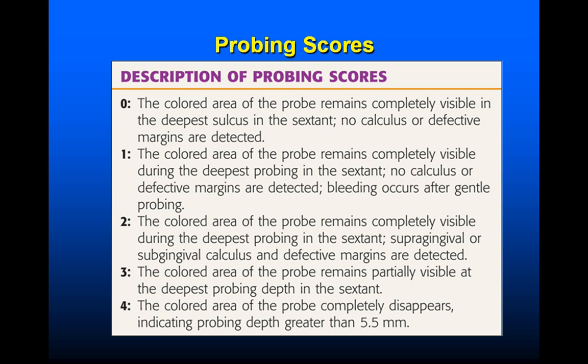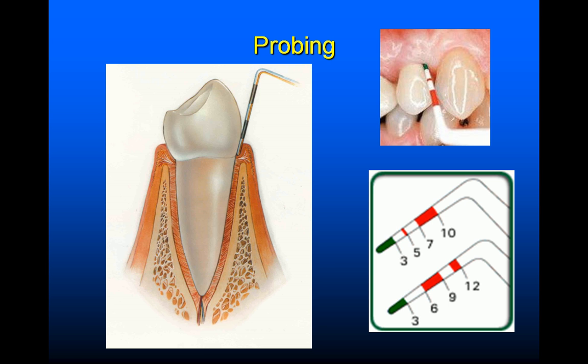When the colored area completely disappears, this would indicate that there are probing depths that are deeper than 5.5 millimeters. So if we flip back, and if the operator were using this probe, if this area disappears, this thin red line, anything beyond that would be deeper than 5 millimeters.